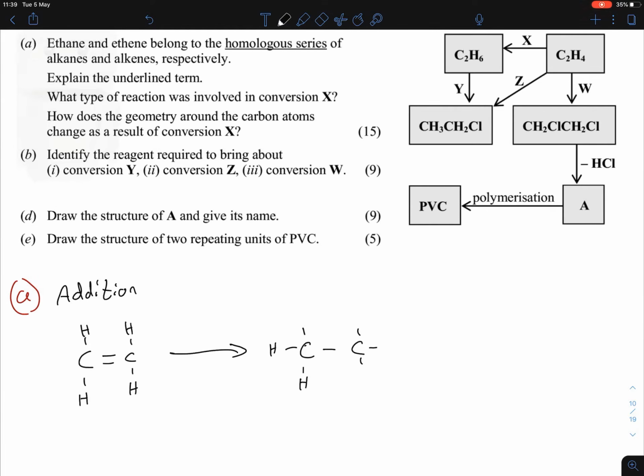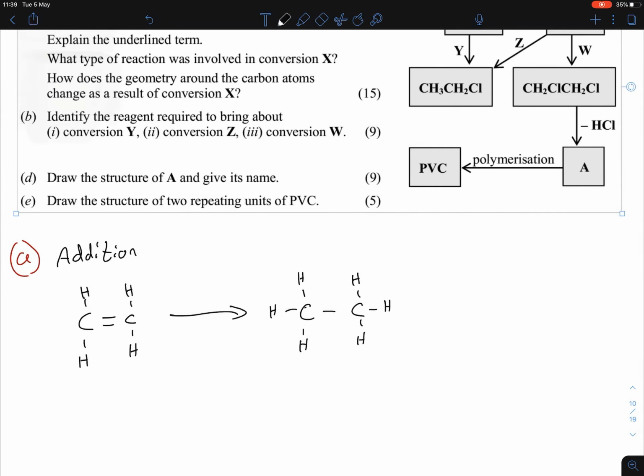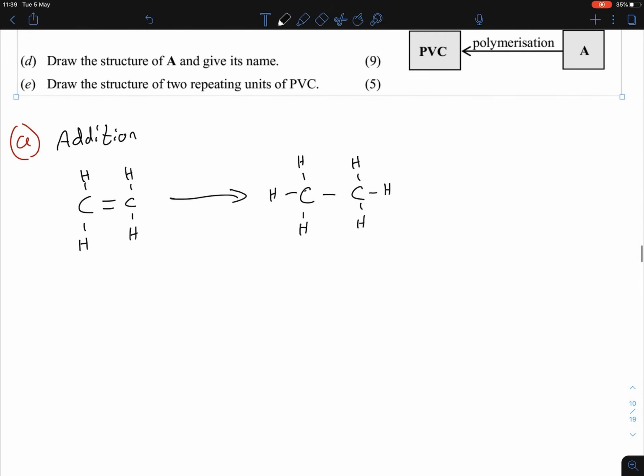So we're going from something that, and again, if you're looking for a change, you must put before and after. So we're going from a planar, because there's a double bond present, to tetrahedral. So that's what you have to state. Planar to tetrahedral. You must state the before and after. Okay, that's really, really important.